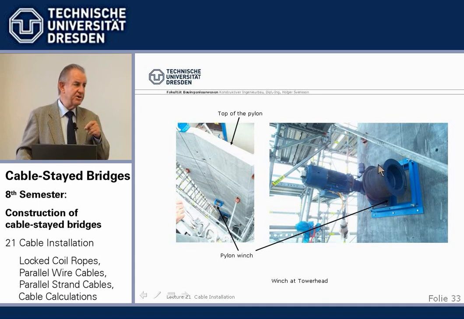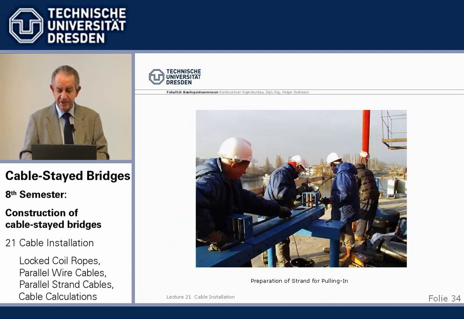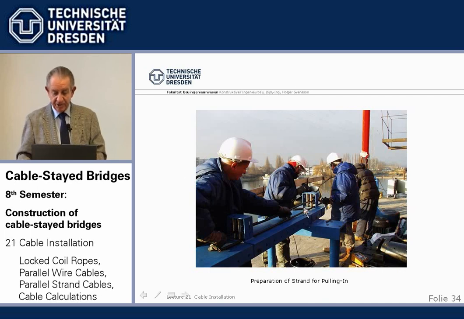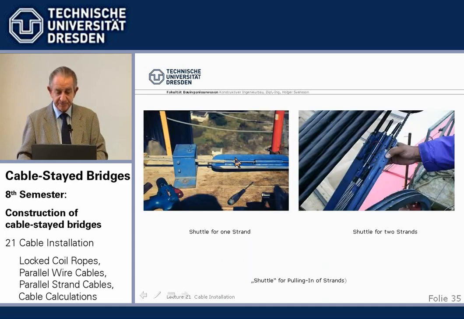This little winch is sufficient, which is a cost advantage because a tower crane costs quite some money per day of rental when you have it. So that's why the fabricators stress they only need a little winch. And here now we are at the bottom, and we now prepare the new strand from the reel for pulling in.